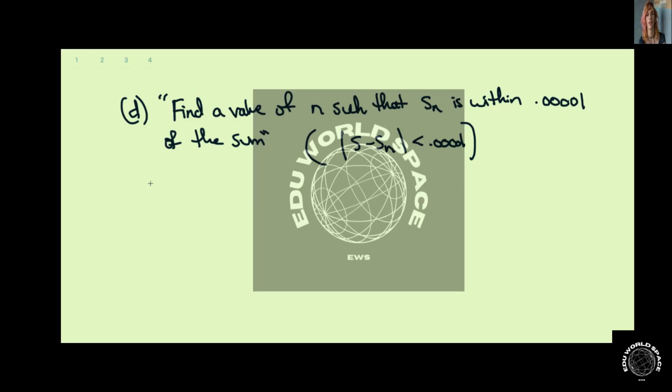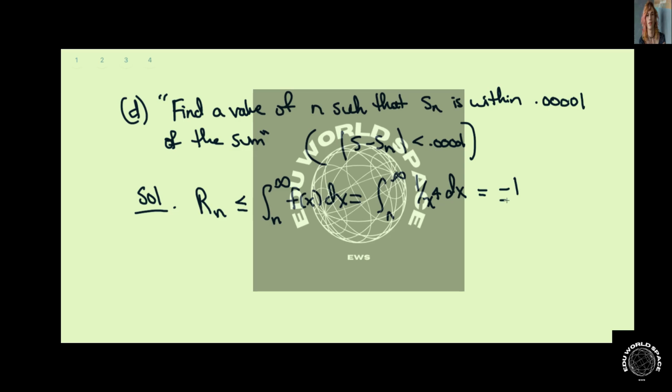So now we have the following. Rn is less than the integral from n to infinity of f of x dx. Now we can just evaluate this integral. It's improper, but it's still doable. Use the power rule. And when we plug in infinity, you get 0. So this ends up just being 1 over 3n cubed.